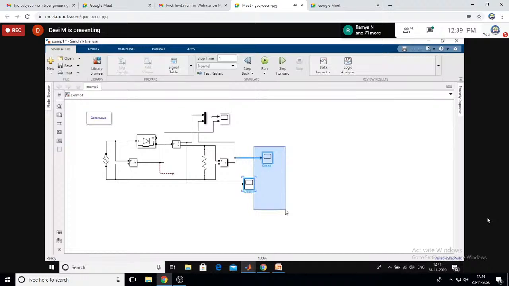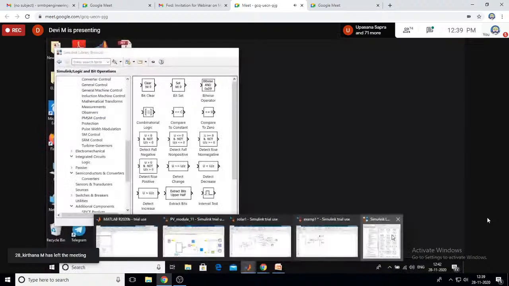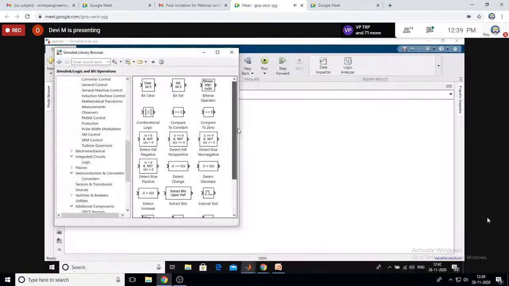So I have told you how to create a new model. Just click this, and it will create a new model. Now, where to find all these blocks to do it? I'm doing this for a new user. If you already know this, I'm very sorry.